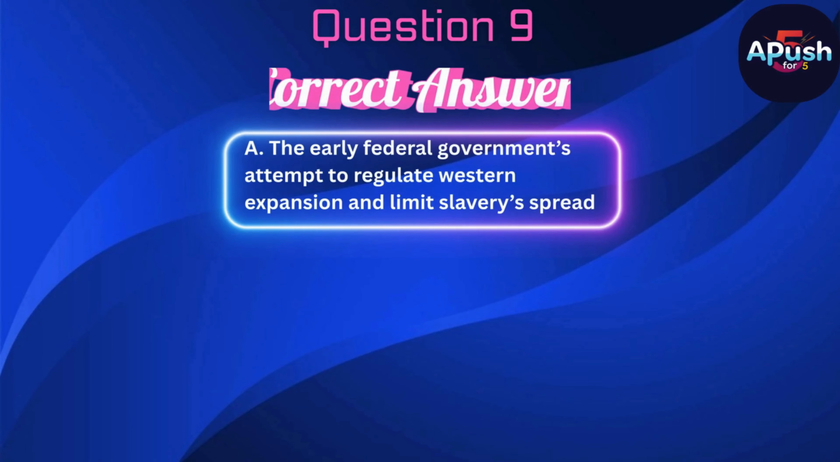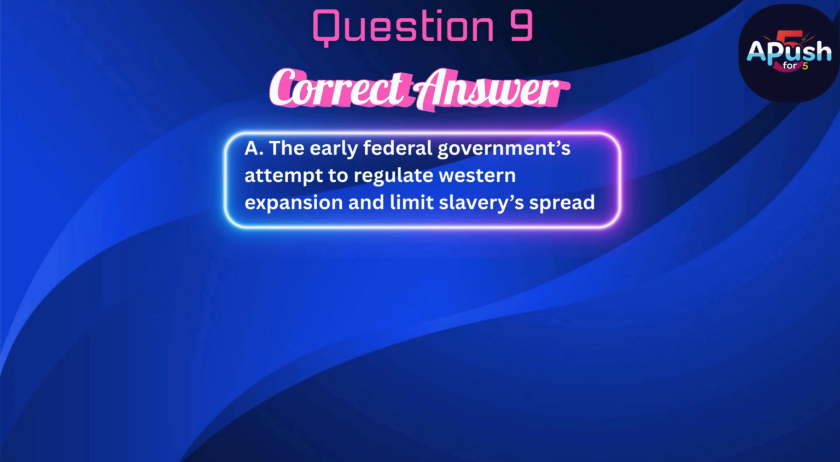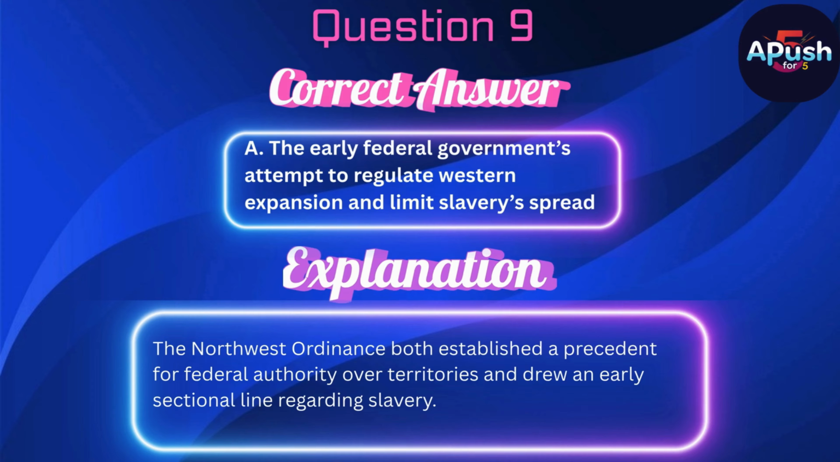Answer: A. The early federal government's attempt to regulate Western expansion and limit slavery's spread. The Northwest Ordinance both established a precedent for federal authority over territories and drew an early sectional line regarding slavery.